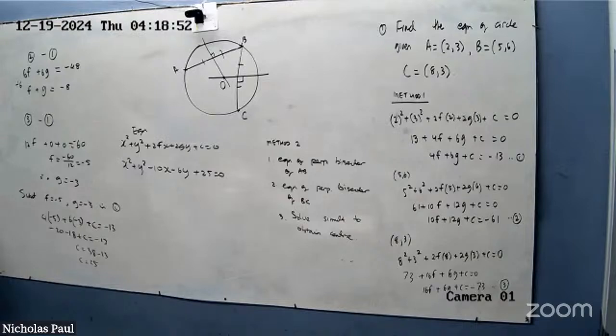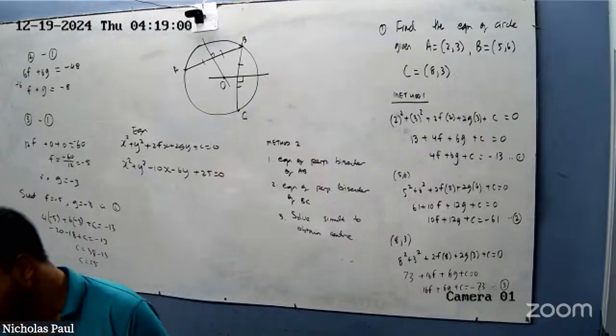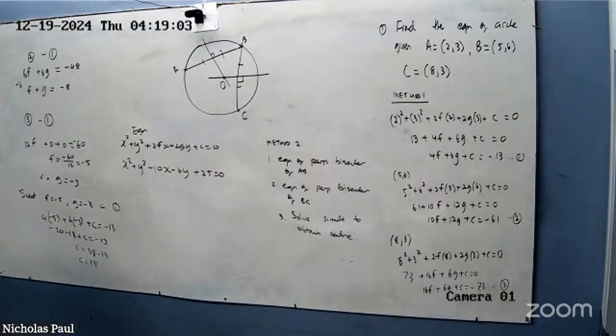Okay then? 3 marks? Yeah, 3 marks. 1, 1, 1. Finish. Not fast. I got 1 mark.